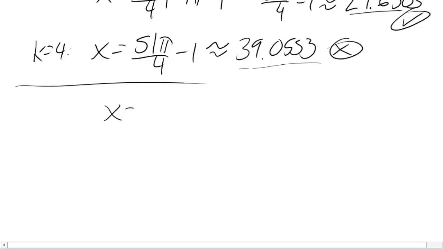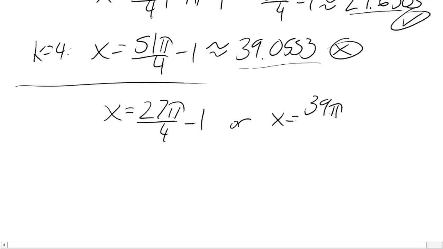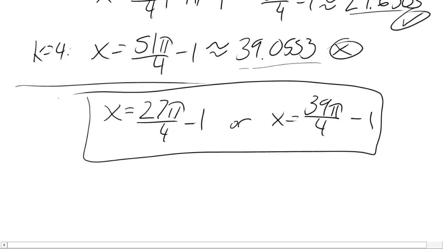So the answer here would be x equal to 27 pi over 4 minus 1, or x equal to 39 pi over 4 minus 1. These are the 2 solutions of that equation that live in the interval 4 pi to 10 pi.